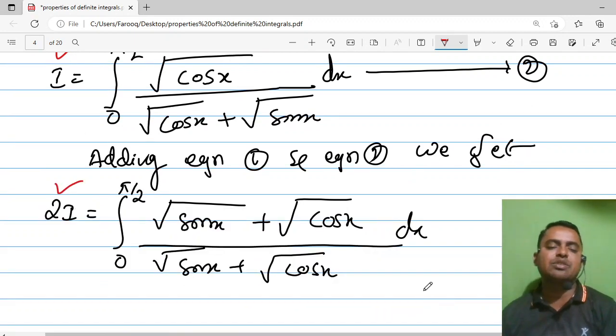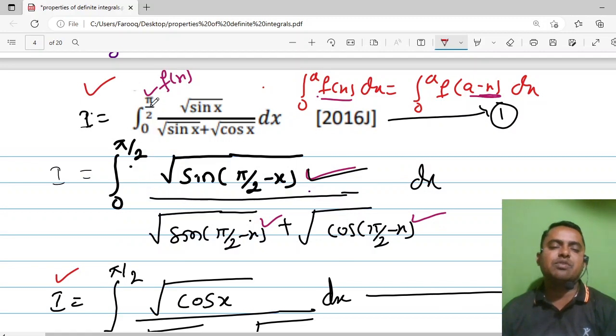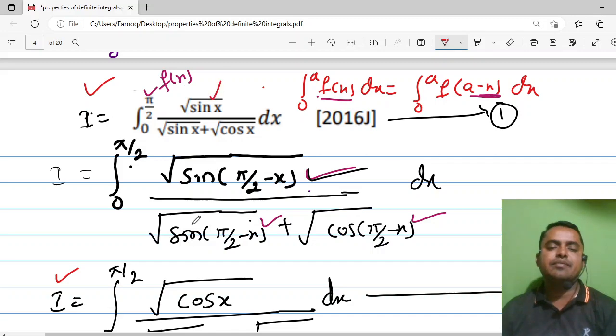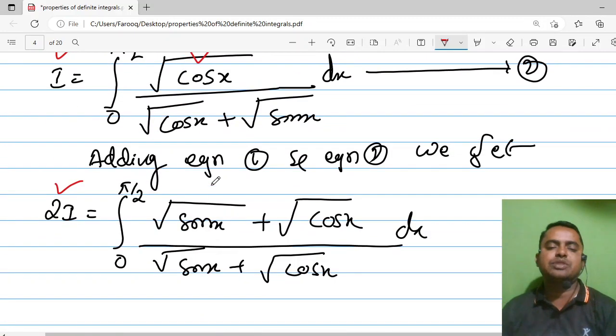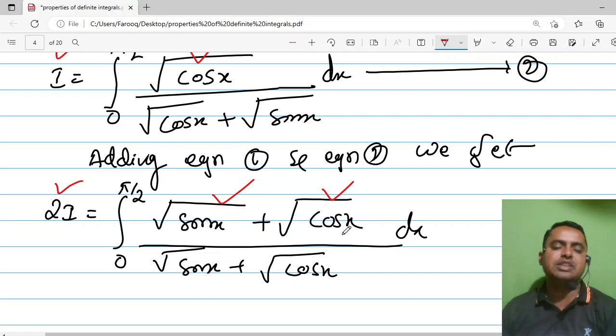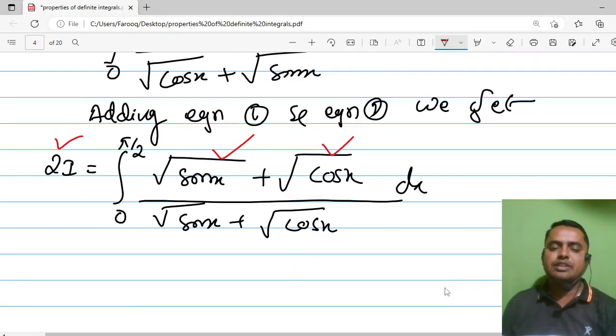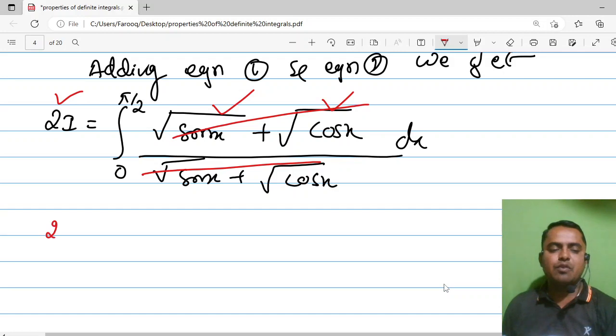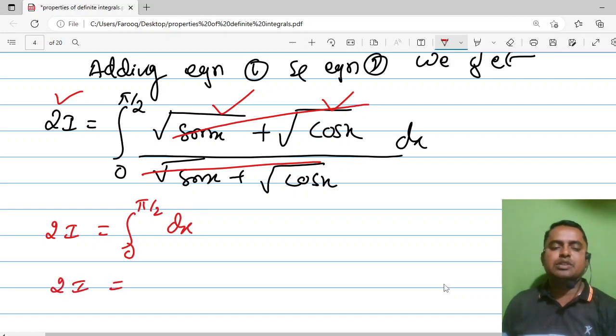What is common here, 0 to 5 by 2 in the first equation, 0 to 5 by 2 in the second equation also. Here root sin x, here root cos x. Add these two, root sin x plus root cos x. In the denominator of equations 1 and 2, root sin x plus root cos x and root cos x plus root sin x mean the same. So root sin x plus root cos x gets cancelled. Now 2I is equal to integral 0 to 5 by 2 dx.